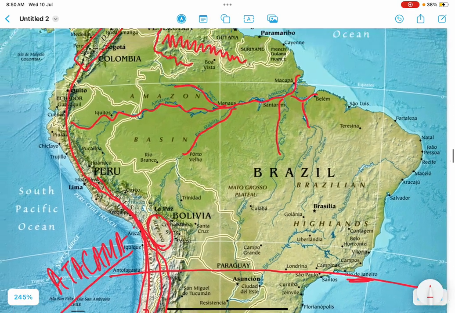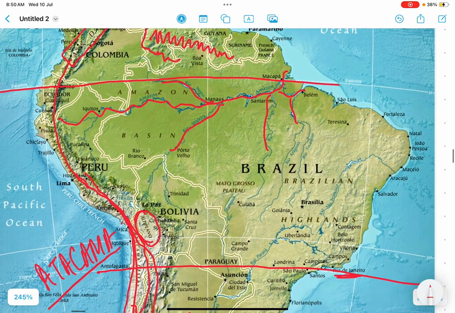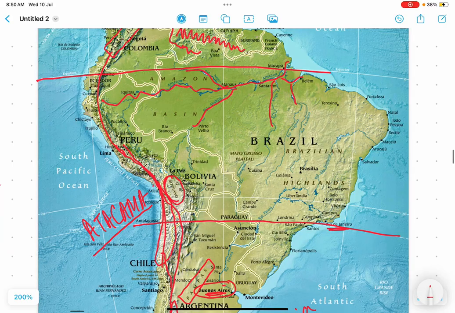Then you can see at the top we have the equator. So the equator passes through, of course, Ecuador, Colombia and Brazil. Right here you can see the equator, right.